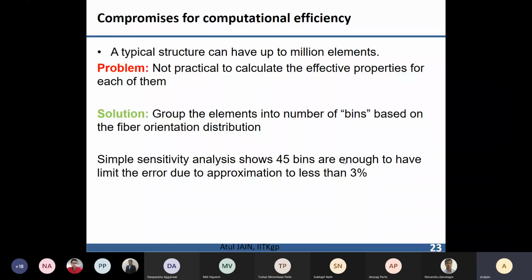So rather than implementing the mean field homogenization 1,000,000 times, even if you do it 45 times, that is usually enough. So by now we know how to do the manufacturing simulation, how to do the mean field homogenization. Now let us see how we can do a component level simulation, bringing all of this together.